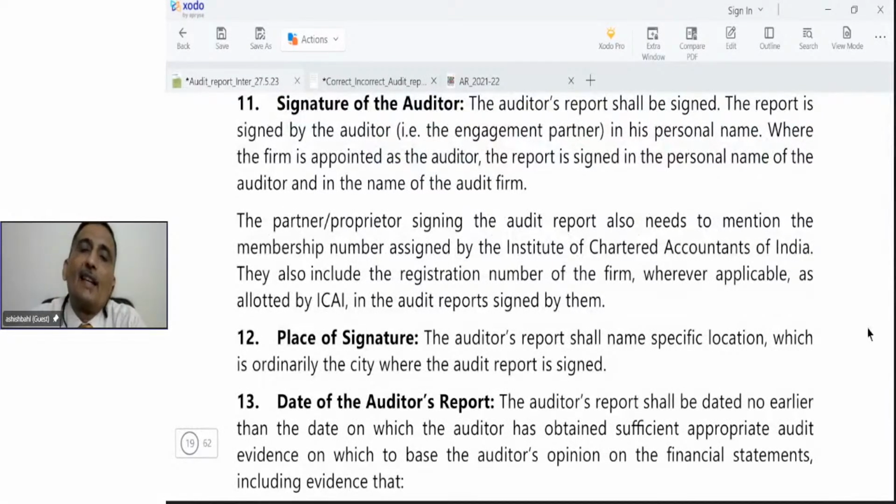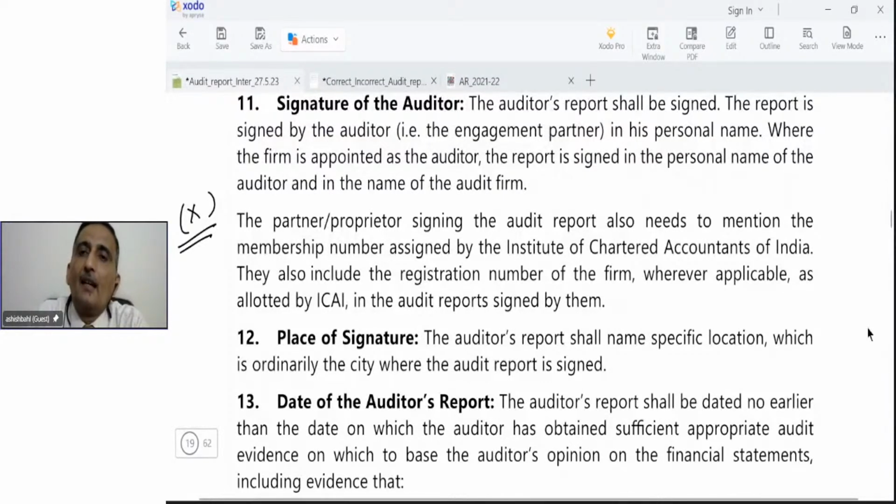Okay, then signatures. Signatures of the auditor. He has to ultimately sign the report. Say when I am signing in personal capacity, Mr. X is there, then he would sign as Mr. X. If the auditor is a firm, then it would be signed in the name of the firm as well as the partner of the firm.